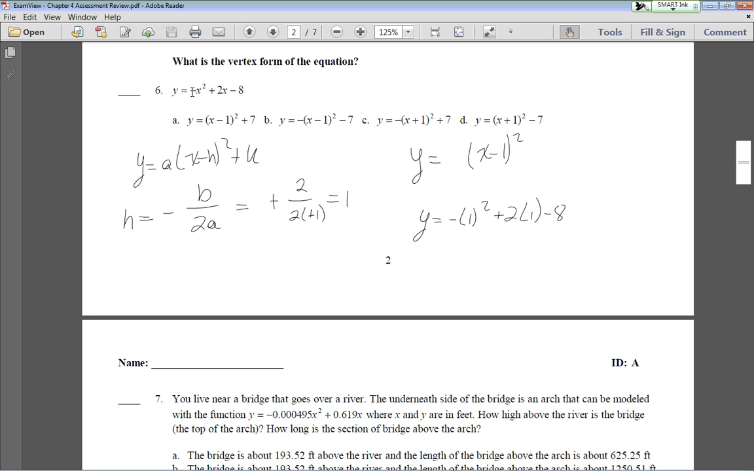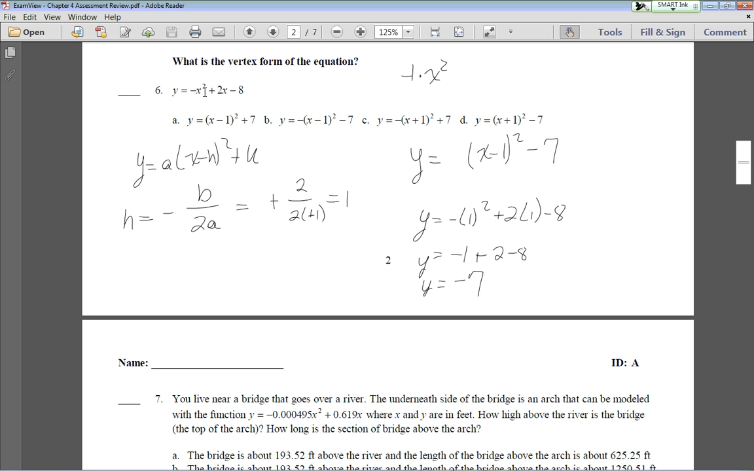This is like -1 times x squared. The squared only affects the x. After you square it, you multiply it by -1. So 1 squared is 1 times the negative is -1. And then, of course, this is +2 minus 8. Well, this here, -1 plus 2 is 1, minus 8 is -7. So k is -7.